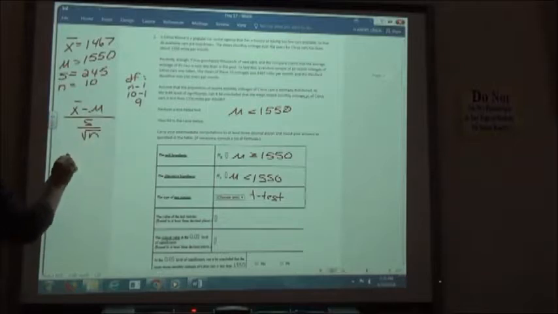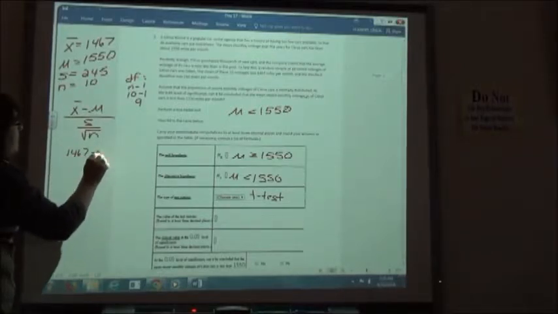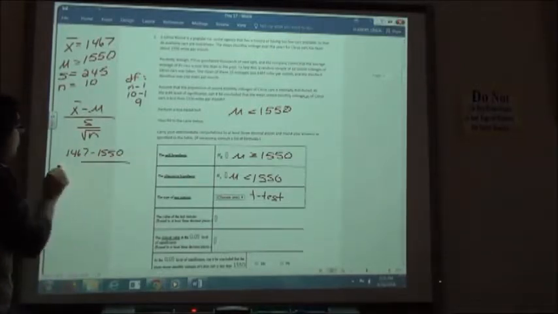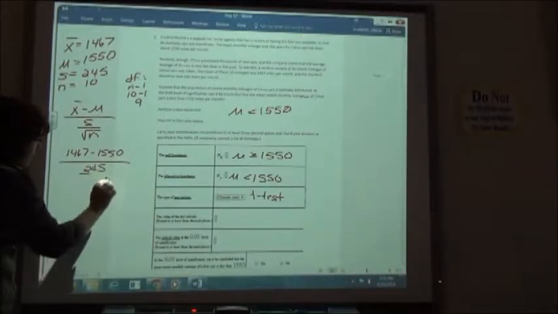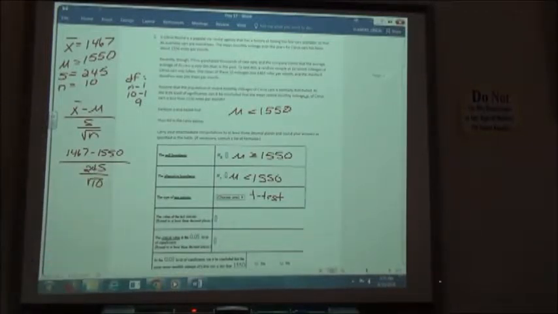Plugging into our formula: 1467 minus 1550 over 245 divided by the square root of 10, and we're rounding to at least 3 decimal places.